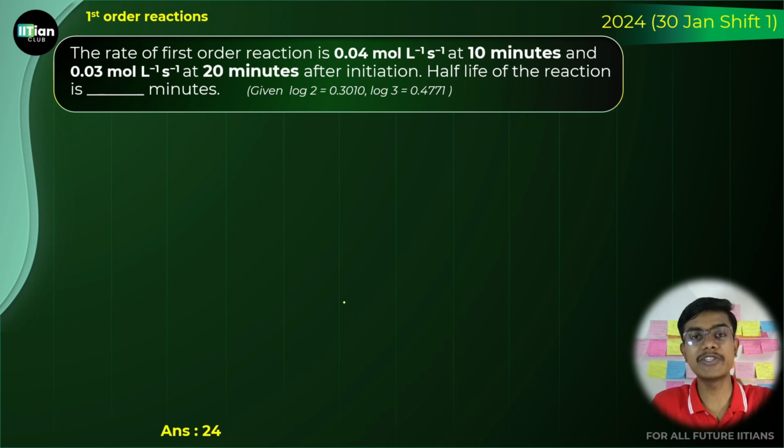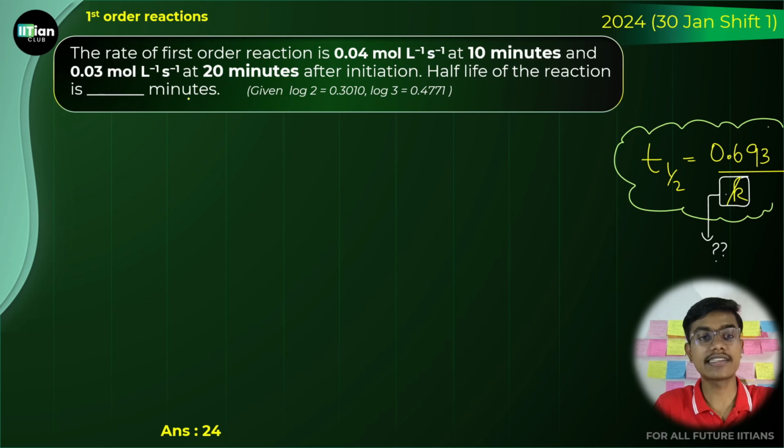This question helps you to get more clarity on half-life and rate of the reactions. Let's do it now. The rate of the first order reaction is 0.04 mole per liter per second at time equal to 10 minutes. And it is 0.03 at time equal to 20 minutes. We are supposed to find the half-life of this reaction in minutes.